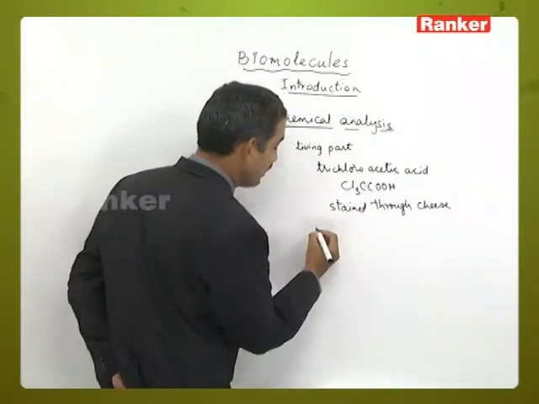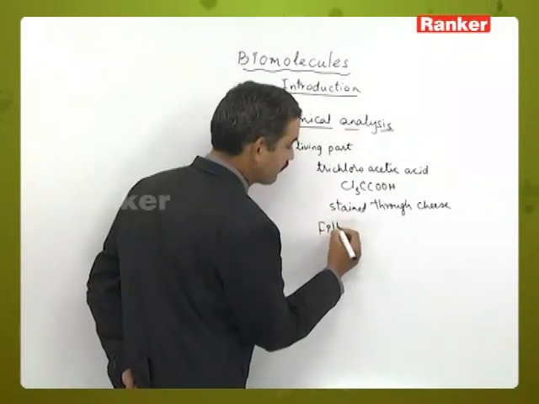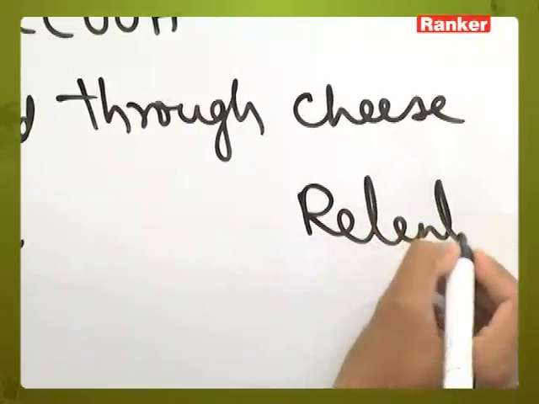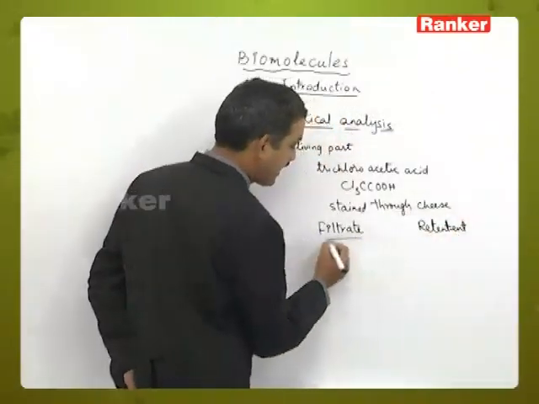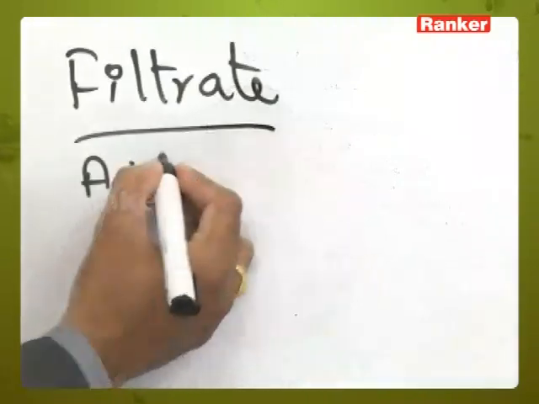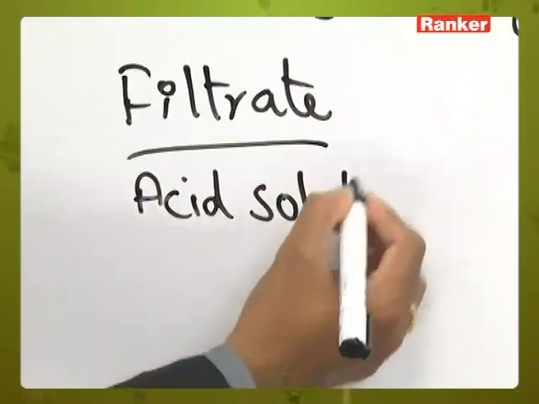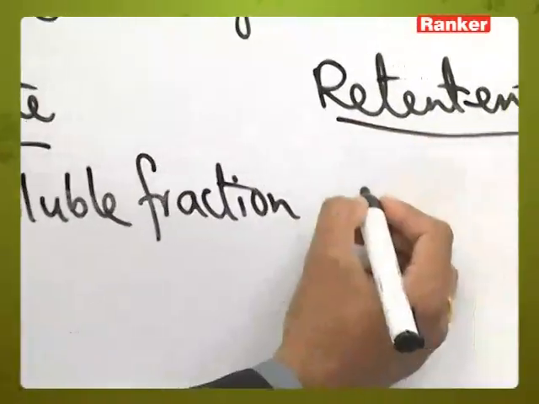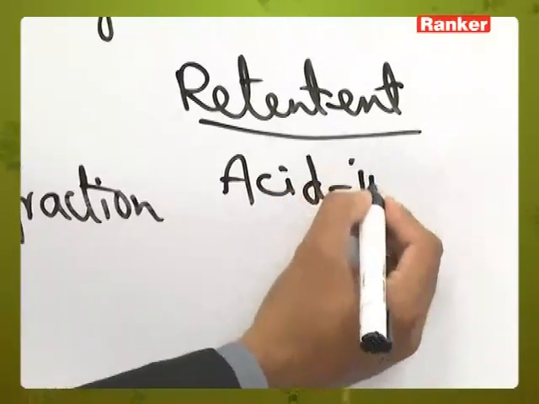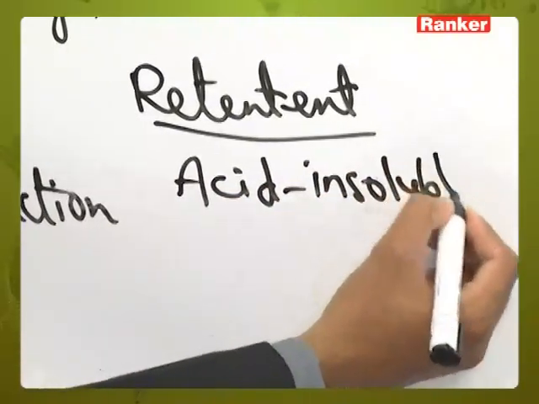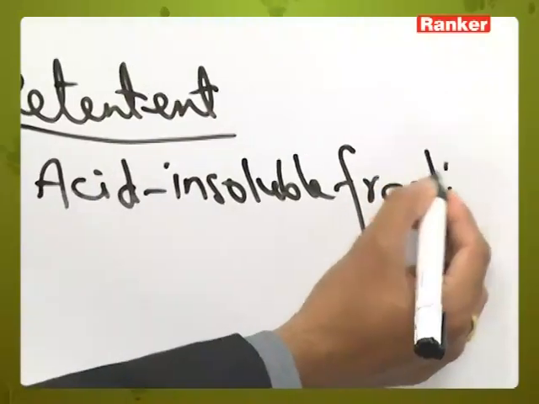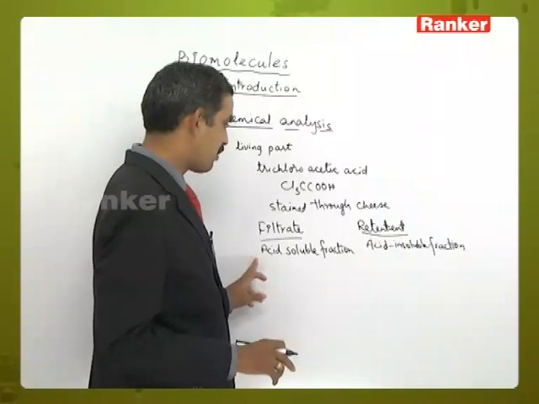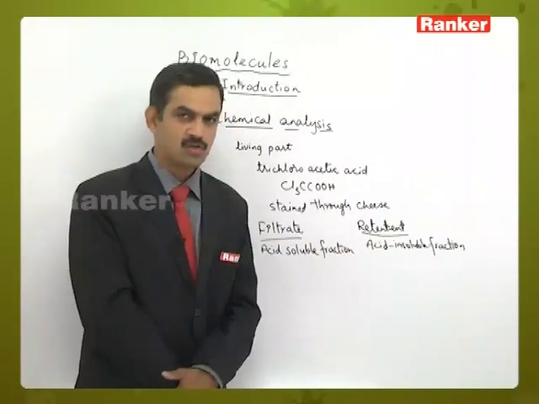One is called as filtrate and the other is called as retentate. Filtrate is called as acid soluble fraction, whereas retentate is called as acid insoluble fraction. Likewise, we get two parts: filtrate or acid soluble fraction, retentate or acid insoluble fraction.